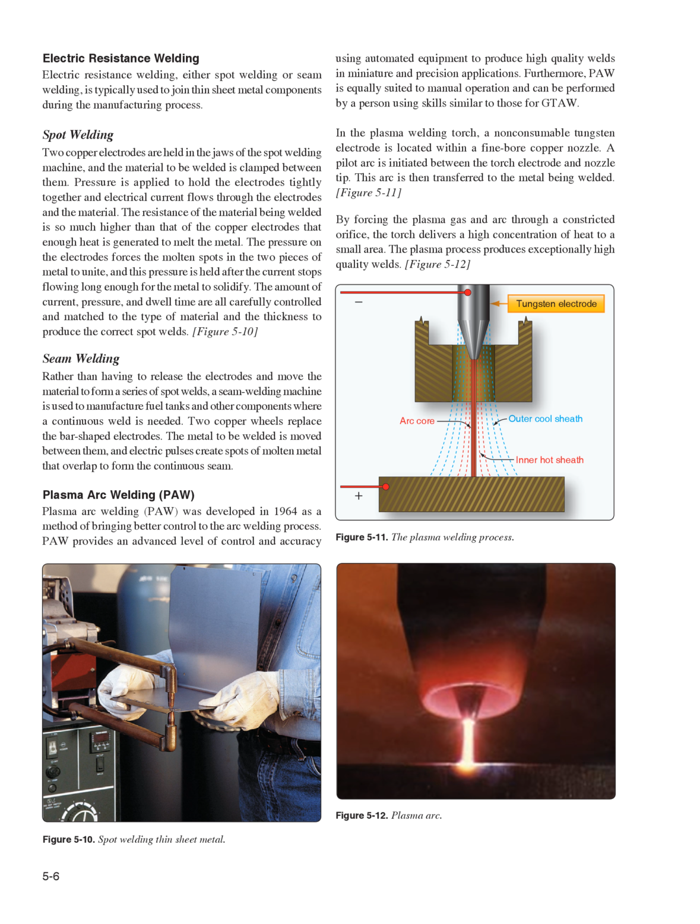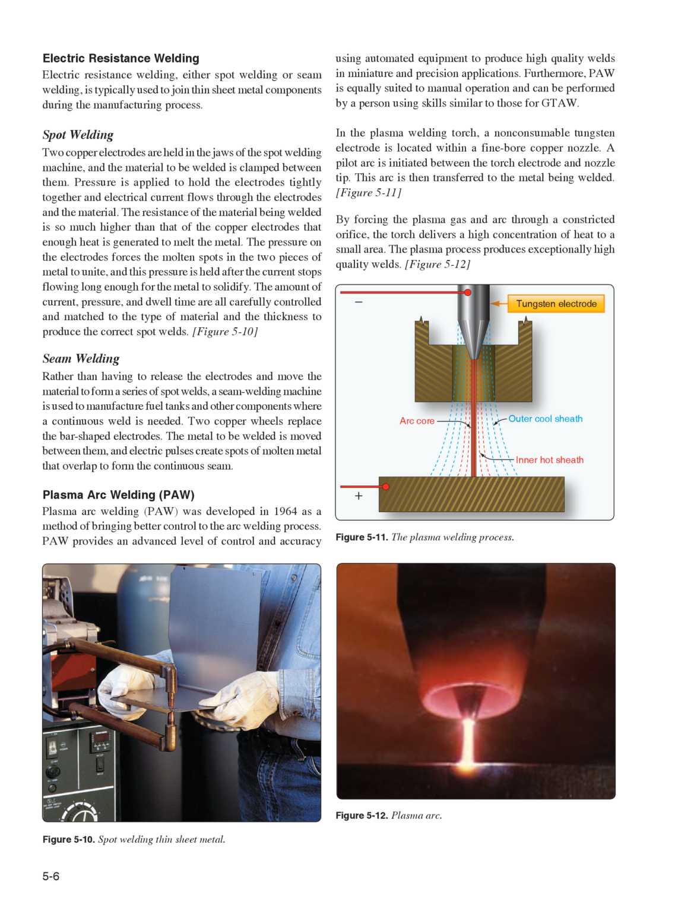The pressure on the electrodes forces the molten spots in the two pieces of metal to unite, and this pressure is held after the current stops flowing long enough for the metal to solidify. The amount of current, pressure, and dwell time are all carefully controlled and matched to the type of material and the thickness to produce the correct spot welds.